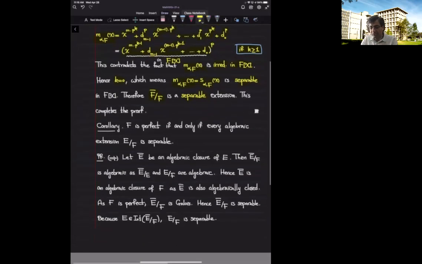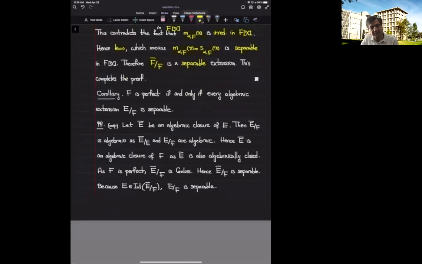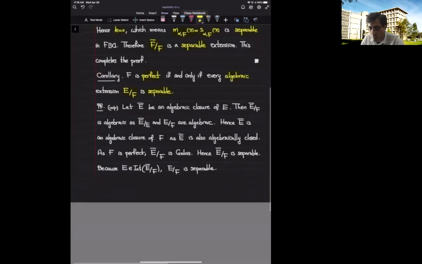Now, an immediate corollary of this is that a field is perfect if and only if every algebraic extension is separable. So a field F is perfect if and only if every algebraic extension is separable. Let's go with why perfect implies that every algebraic extension is separable.